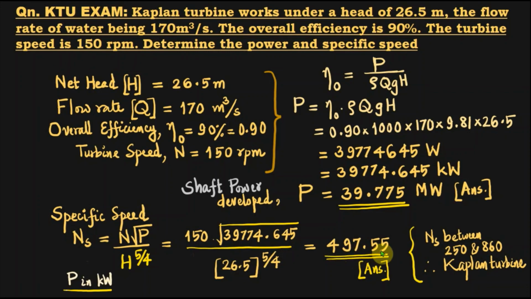497.55. Of course, this has got a dimension, but it's not in rpm. Better to leave it like that. 497.55, that is the dimensional specific speed of the given turbine. See, this specific speed is between the range 250 and 860. So that rightly categorizes the turbine as an axial flow reaction turbine. So if the specific speed is between 250 and 860, that will be an axial flow reaction turbine, which of course in this case is a Kaplan turbine.